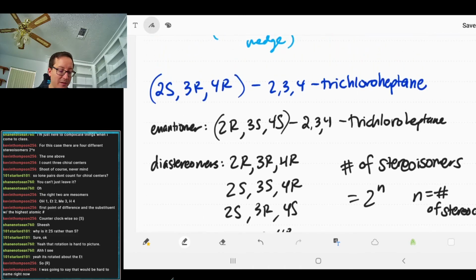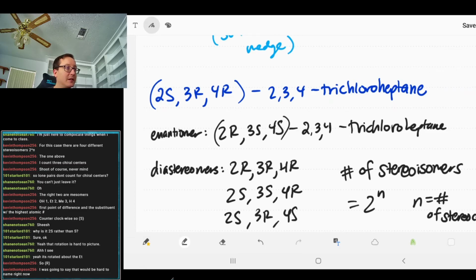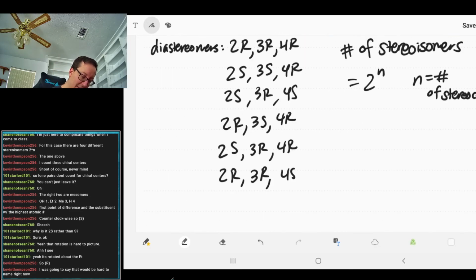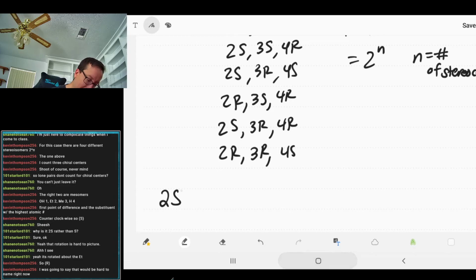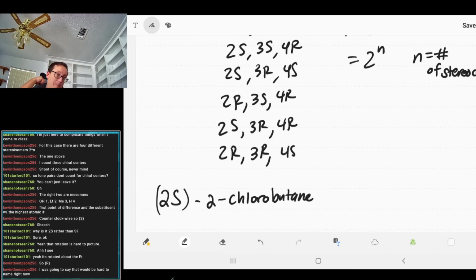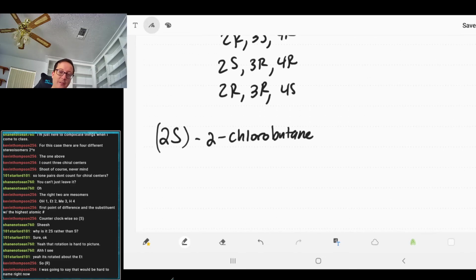All right, shall we try to draw this, by the way? Let's try and draw this, perhaps. But maybe we should start a little easier. Maybe we should start with just one thing. Let's draw 2S-2-chloropentane. Nope, not pentane. Gotta be butane. Pentane would not be chiral. I'm sorry, propane would not be chiral. Pentane would, but not propane. Okay, how are we going to draw this? Well, 2-chlorobutane would look like this normally, right?